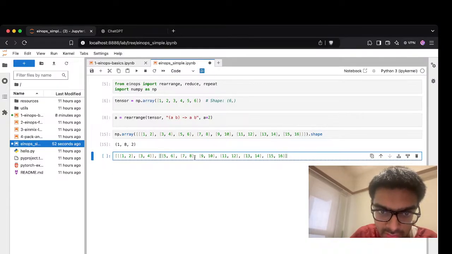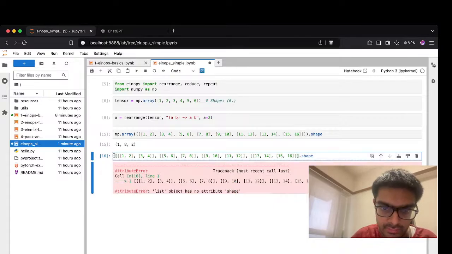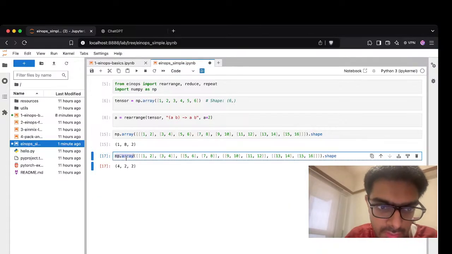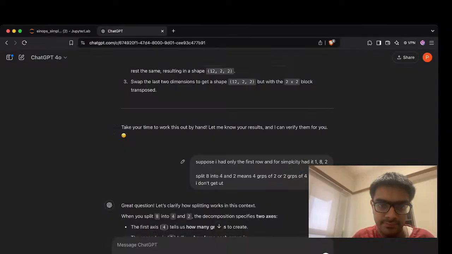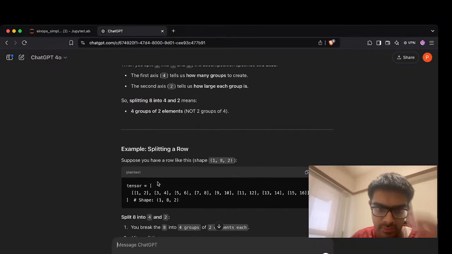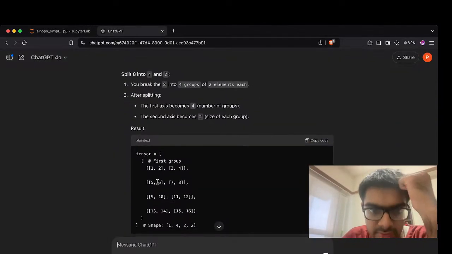One more over here, one more over here. Oops, close. One more over here and one more over here. And one more over here and one more over here. Right, dot shape. np.array. Four two two. Right? And then correct. So what you'll do is, that's what I did. Is my first group, second group, third group.